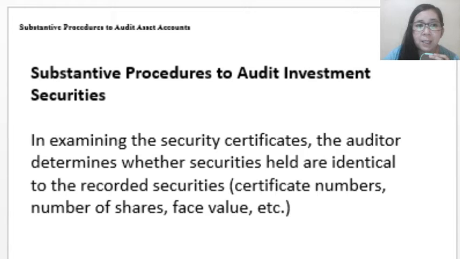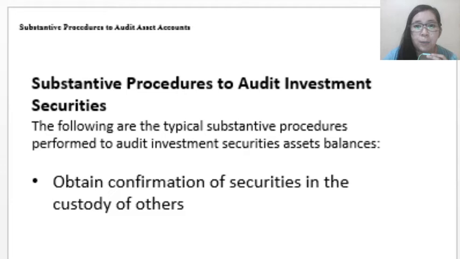So in examining the security certificates, the auditor will determine whether the securities held are identical to those recorded in the books. For example, all those security certificates present or existing should also be recorded. This can be detected by the auditor using the certificate numbers, number of shares, face value, and other details which can be taken from the certificate, to make sure that these are recorded properly and completely.